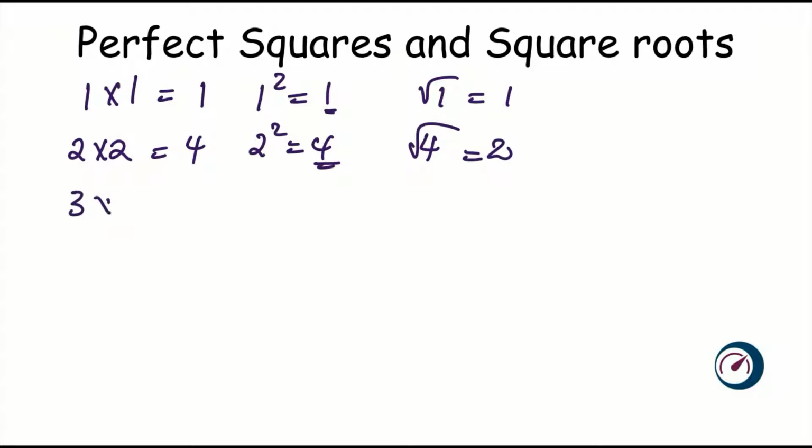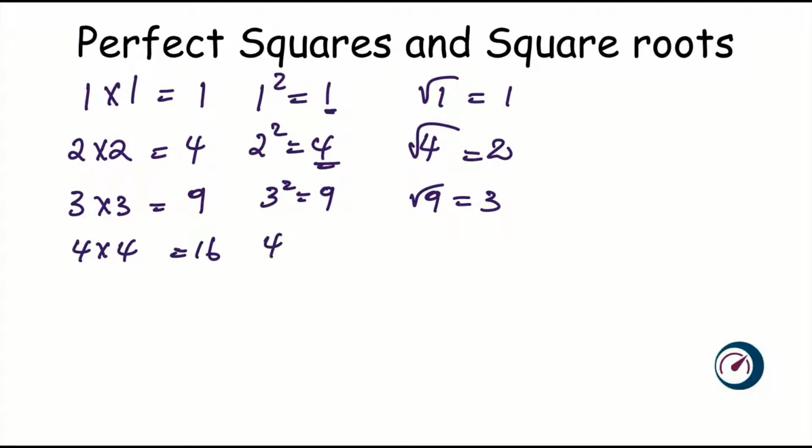If I have 3 times itself, I'm going to get 9. Hence I can say that 3 square is equal to 9, and the square root of 9 is equal to 3. If I have 4 multiplied by itself, I'm going to get 16. So I can say that 4 square is equal to 16, and the square root of 16 is equal to 4.